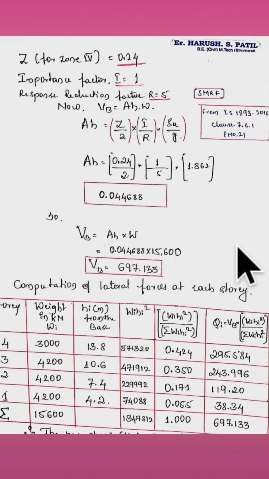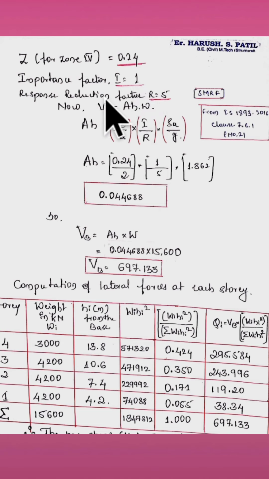After calculating Sa/g, now we need to take the value of the zone factor from Table 3 of IS 1893. The value I have taken here is 0.24. I have told you how to take the values from IS 1893 2002 for zones. If you want, you can see the previous videos. Here the importance factor I is equal to 1.